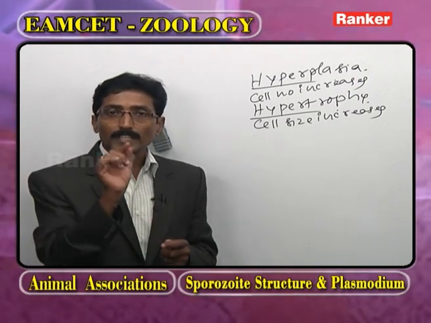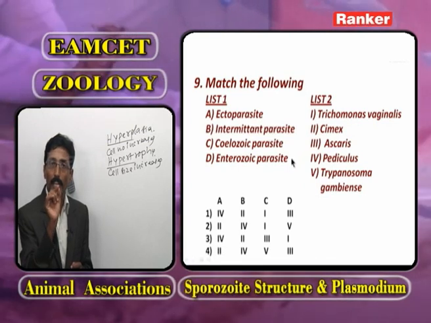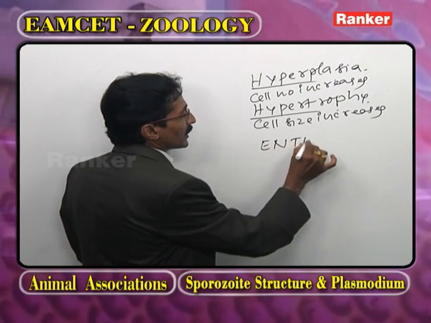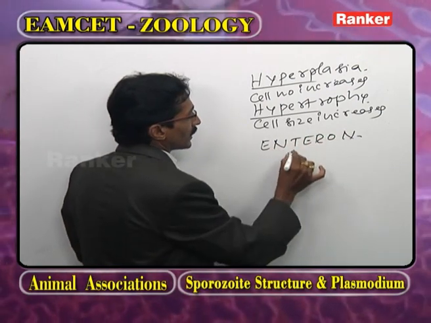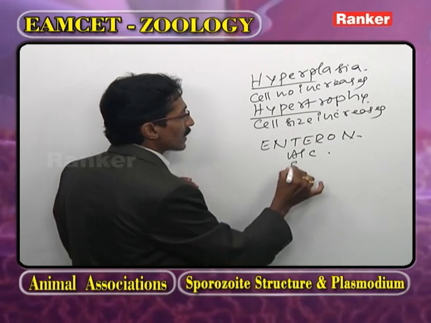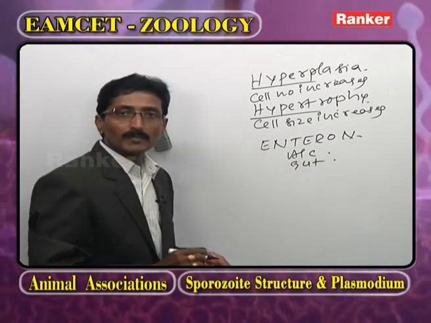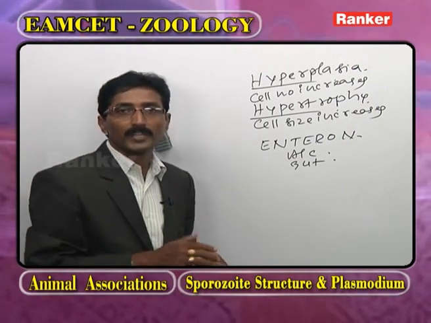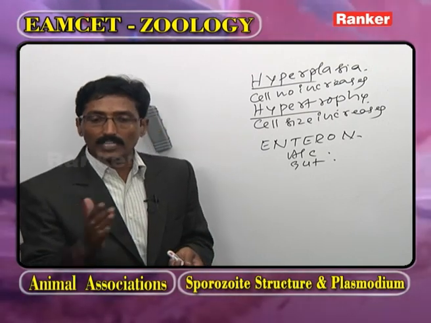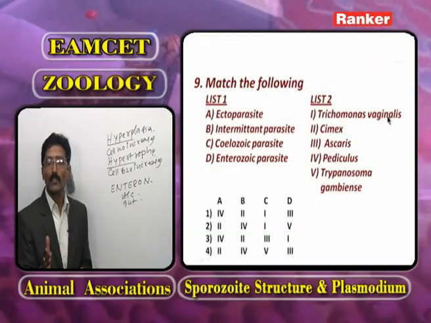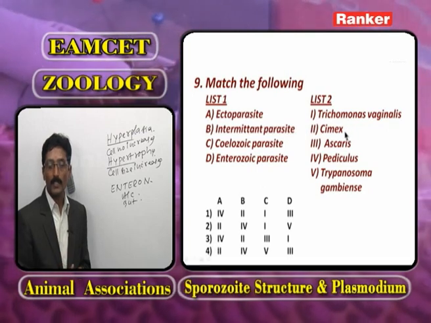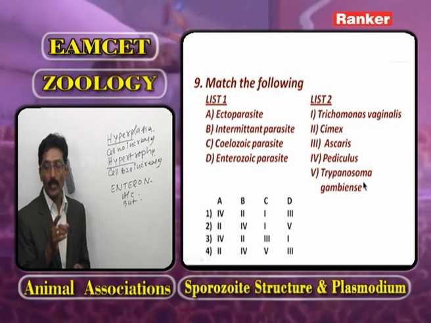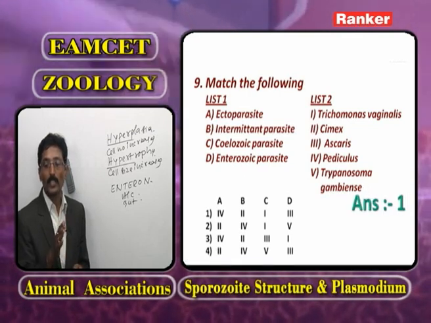Enterozoic parasite. What is meant by enterozoic? Here enteron. What is the meaning of enteron? Nothing but alimentary canal. It is also called gut. Now what is meant by enterozoic? The parasite lives in the cavity of the alimentary canal. Now we observe list 2: Trichomonas vaginalis, Cimex, Ascaris, Pediculus, Trypanosoma gambiense.